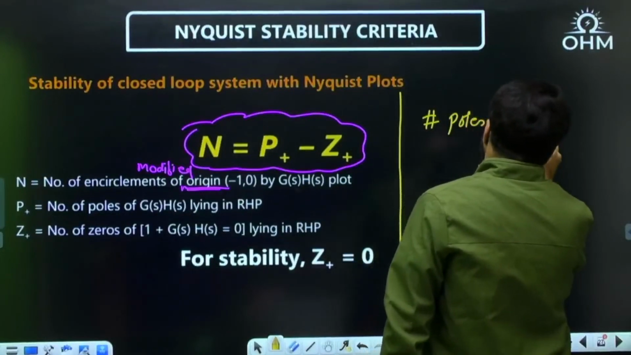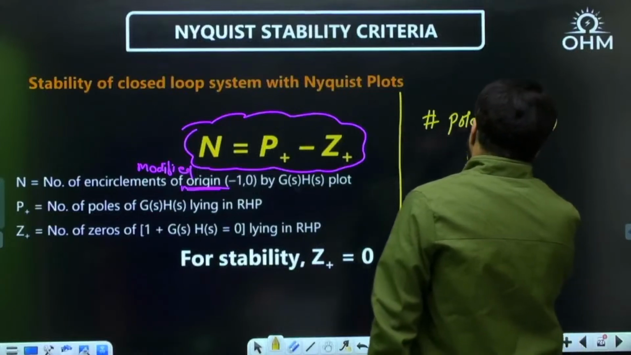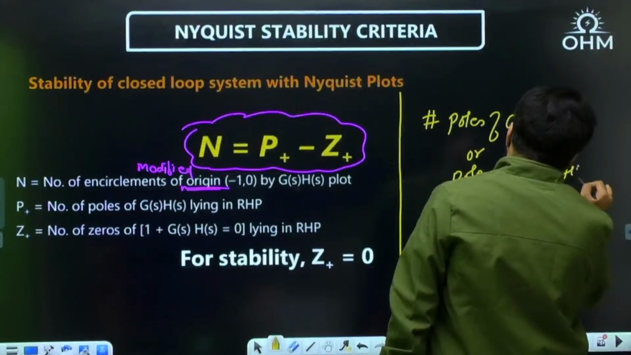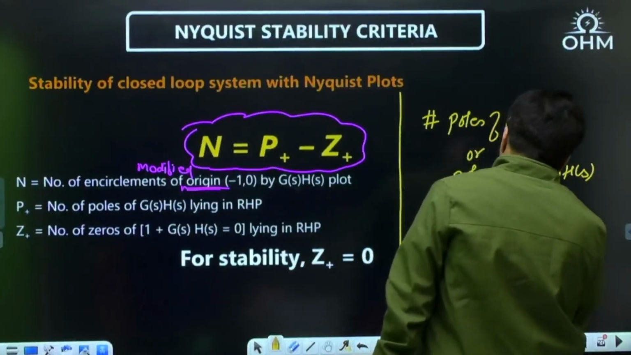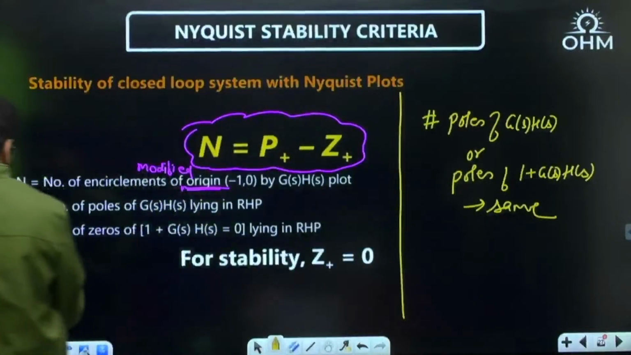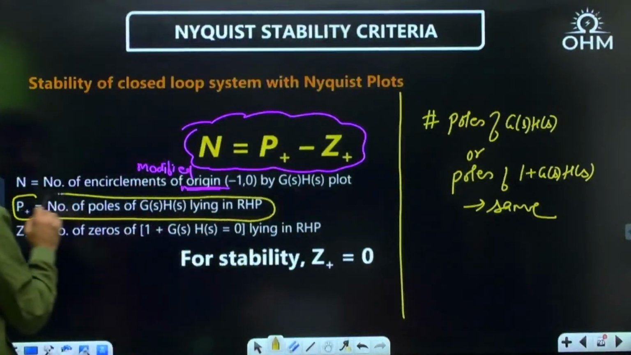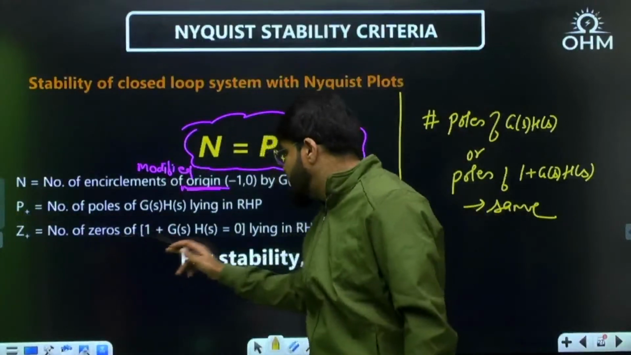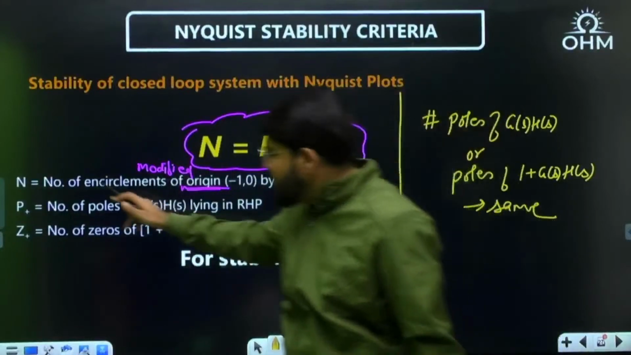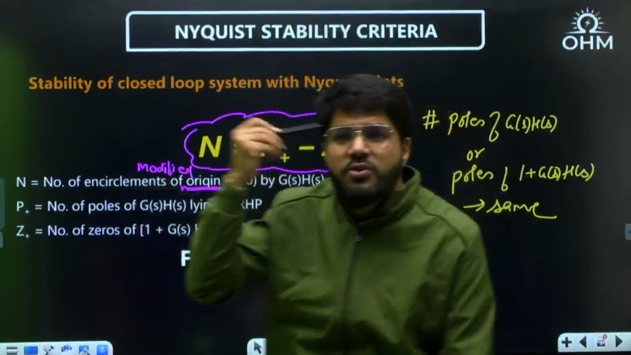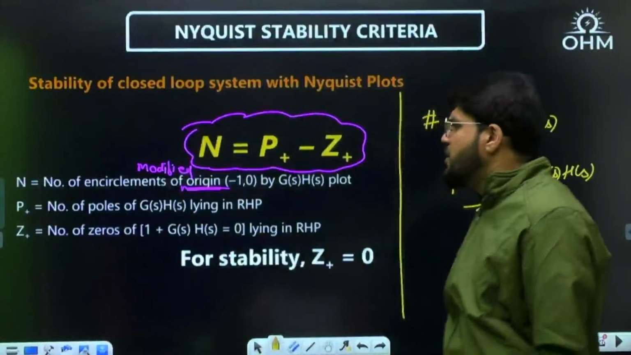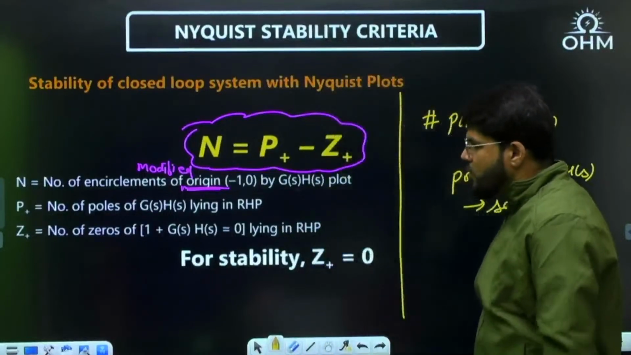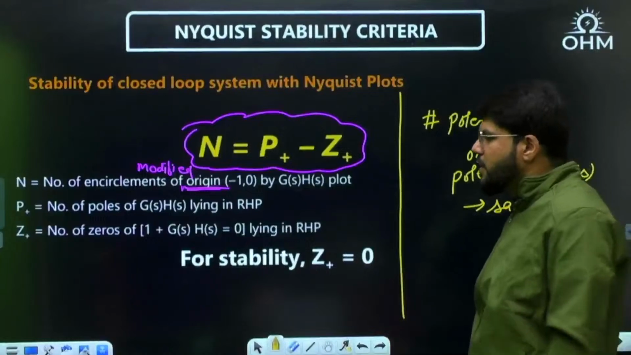The poles of G(s)H(s) or poles of 1 plus G(s)H(s) is one and the same thing. So that is why P plus doesn't change. P plus is the poles of G(s)H(s) in the RHP. Z plus meaning will change. Z plus is the zeros of 1 plus G(s)H(s) in the RHP. And N will again be the encirclement of origin, but which origin to keep in mind? Minus 1, 0. Which origin to keep in mind is minus 1, 0.